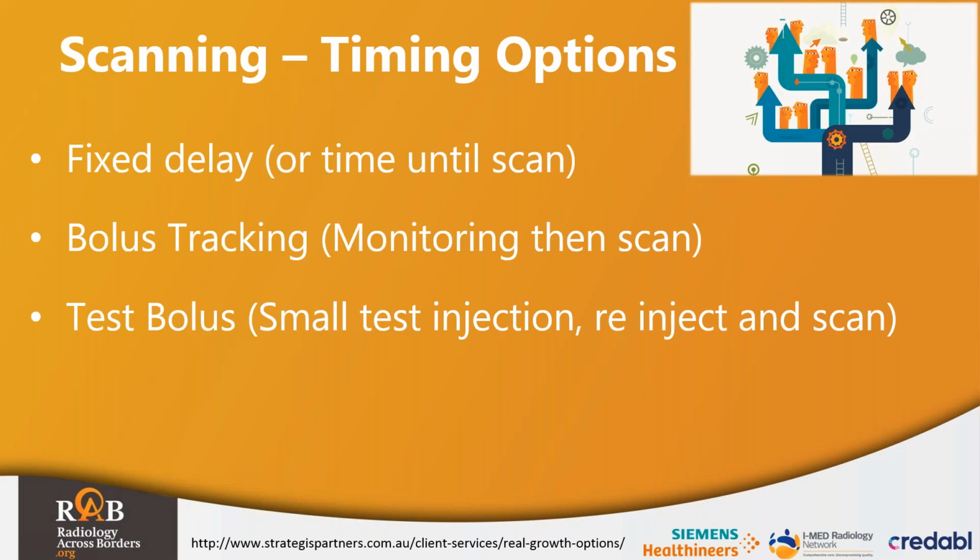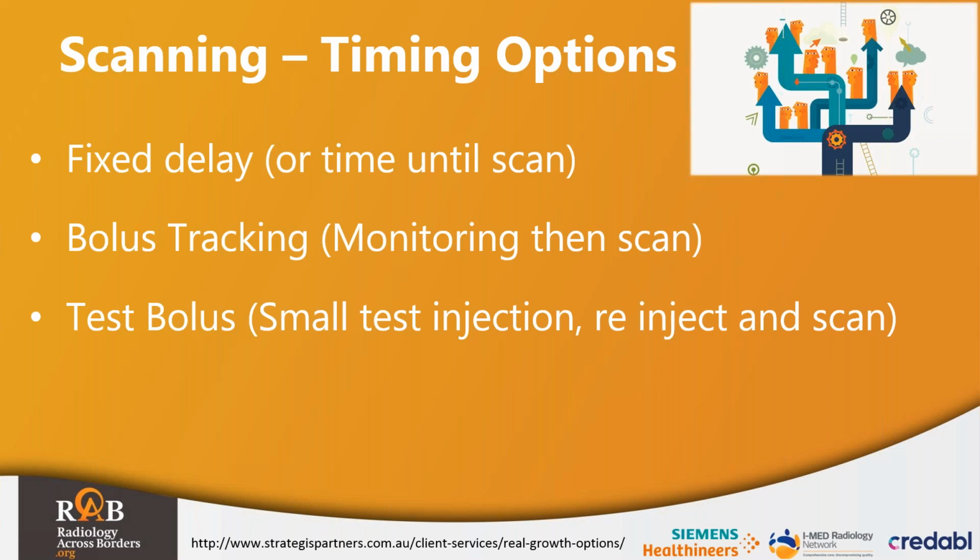Then we started bolus tracking. Essentially, that is running a pre-monitoring slice or a localizing slice, and then setting a region of interest, and then starting the injection, starting the scan, and then looking at the monitoring slice. Once it reaches a certain Hounsfield unit, it will trigger, and then we'll complete the scan. And it's a more accurate way to say that we're capturing either an arterial phase or a certain phase.